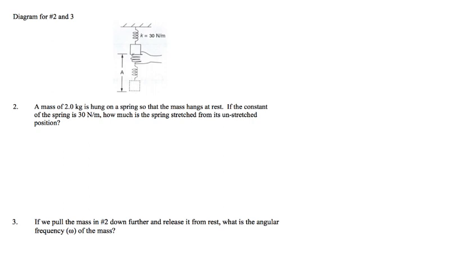All right, so now on this problem, the first part of this problem is simply Hooke's law. If I look at the forces that are acting on the object, because if you read the question, it says here that a mass of 2 kilograms is hung on a spring so that the mass hangs at rest. So it's not moving up or down, it's just hanging. So if it's hanging, then that means the forces that are acting on here have to be balanced.